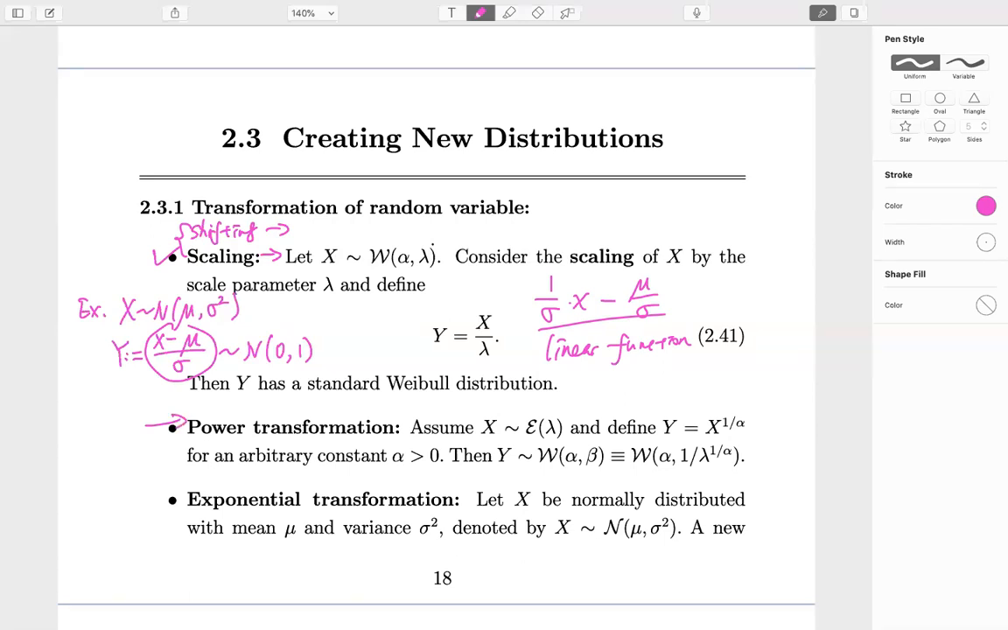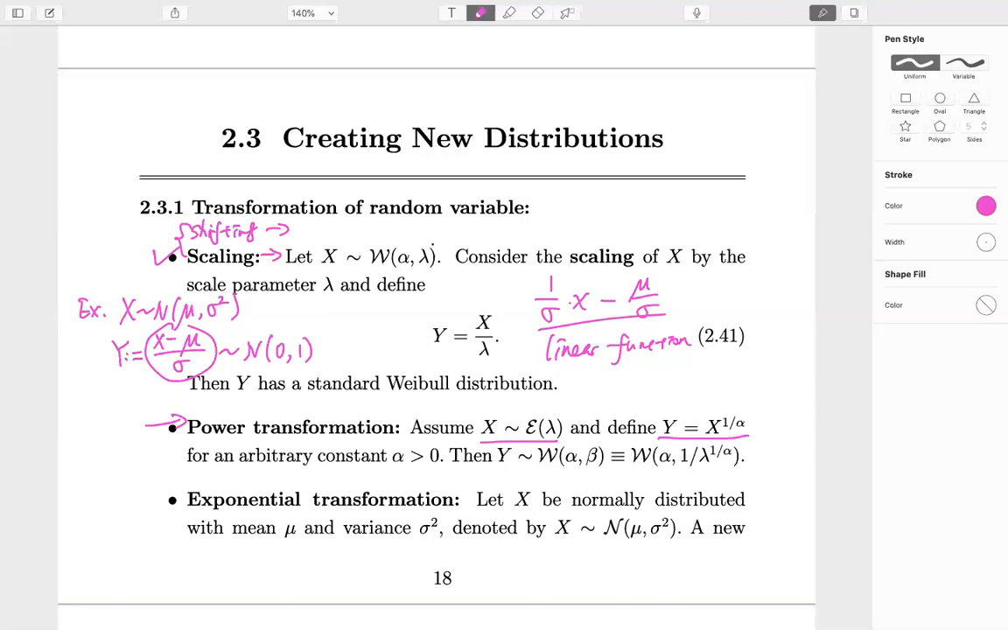Assume you have an exponential random variable x. Now we define y as x to the power of 1 over alpha. So this is how I define a new random variable. I apply a power function with the power term equal to 1 over alpha. Then obviously I get a Weibull distribution, right? That's one of the things I mentioned when I introduced the Weibull distribution, in particular if you focus on its survival function.